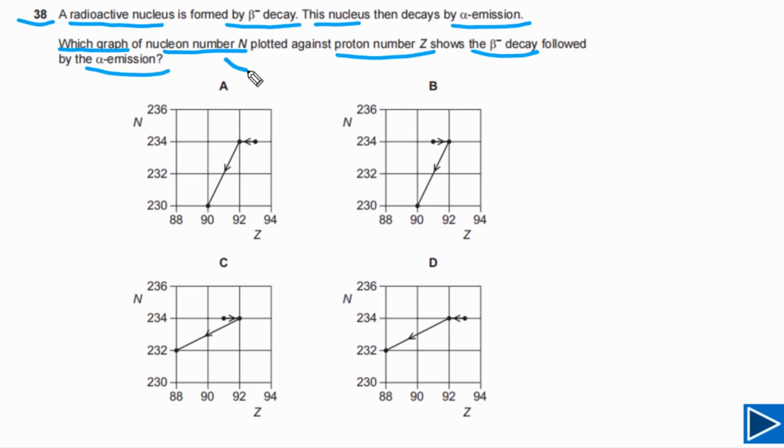First thing we need to understand is what is nucleon number. Nucleon number simply is equal to mass number. Nucleon number can also be understood as the number of particles in the nucleus, or the sum of protons and neutrons in the nucleus. So nucleon number is mass number. Proton number is equal to atomic number, which is the number of protons in the nucleus.